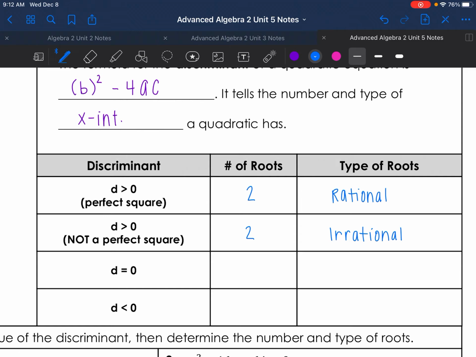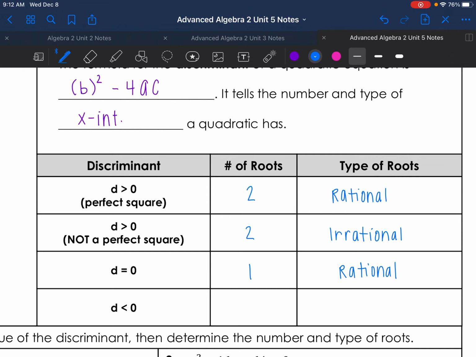Now, if your discriminant is equal to 0, so the number under the square root is 0, you have one rational solution or one rational x-intercept. So this is like if your parabola is sitting on the x-axis. There's only one x-intercept there.